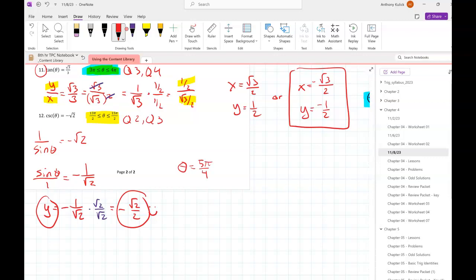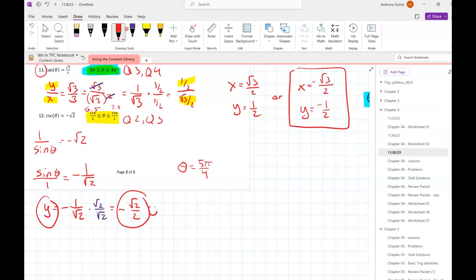The only thing I have left to check now is to make sure that it lies inside the interval that I need. 5 pi over 4 is 1 1/4 pi, right? 13 pi over 2 is 6.5 pi, and 15 pi over 2 is 7.5 pi, right? Is 1 1/4 between 6.5 and 7.5?